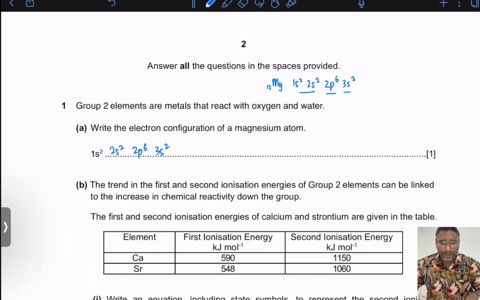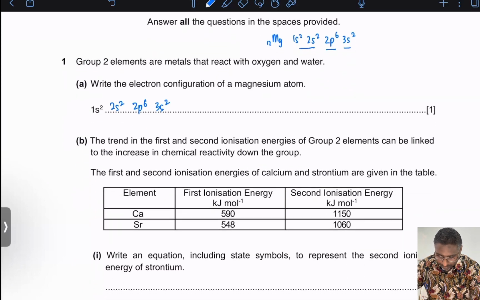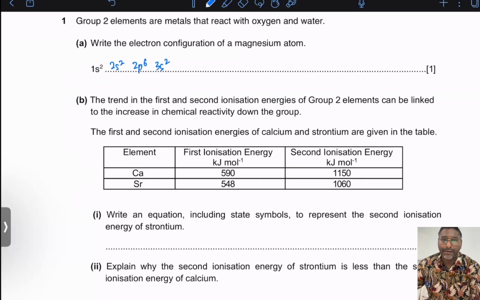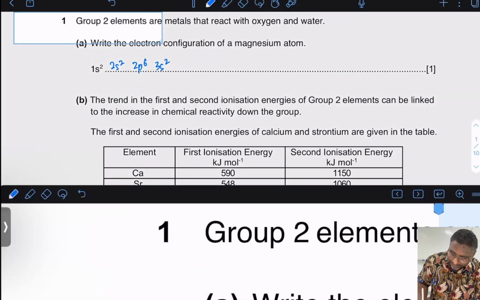Now next, the trend in the first and second ionization energy of group 2 elements can be linked to the increase in the chemical reactivity down the group. The first and second ionization energy of group 2 elements are given in the table. Write an equation including state symbols to represent the second ionization energy for strontium. Second, yeah, please remember.